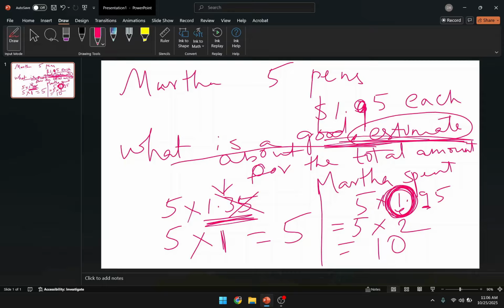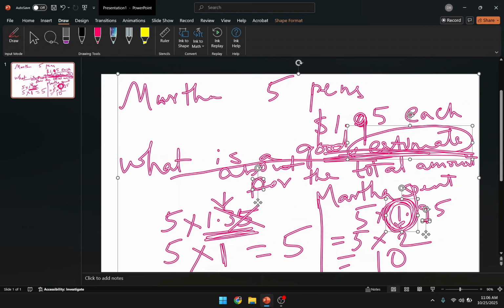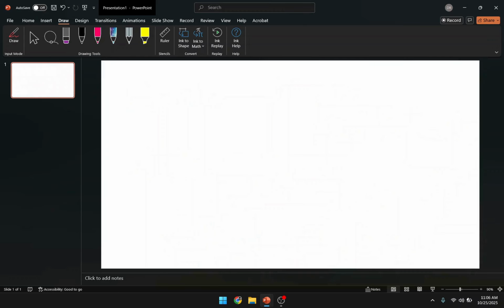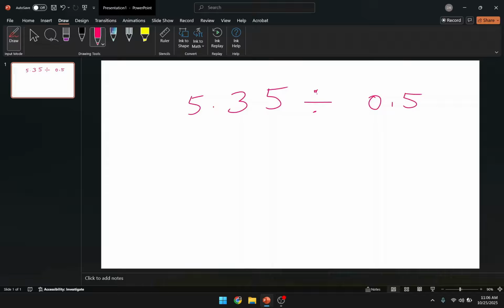Alright, let's do the division here. Again, some questions may be directly asked, like, divide this decimal by this decimal, but sometimes you might be given a word problem. Okay, so let's take 5.35 divided by 0.5. We are not estimating, we are doing the actual division.